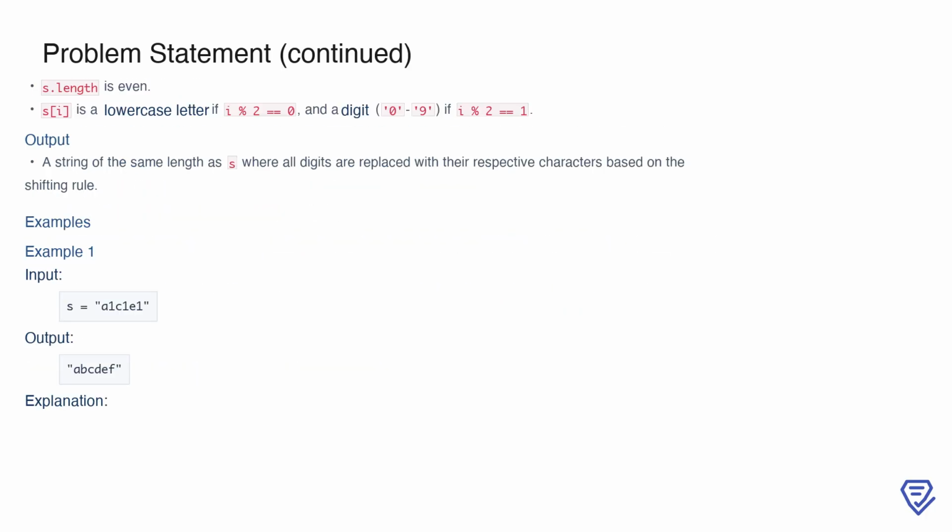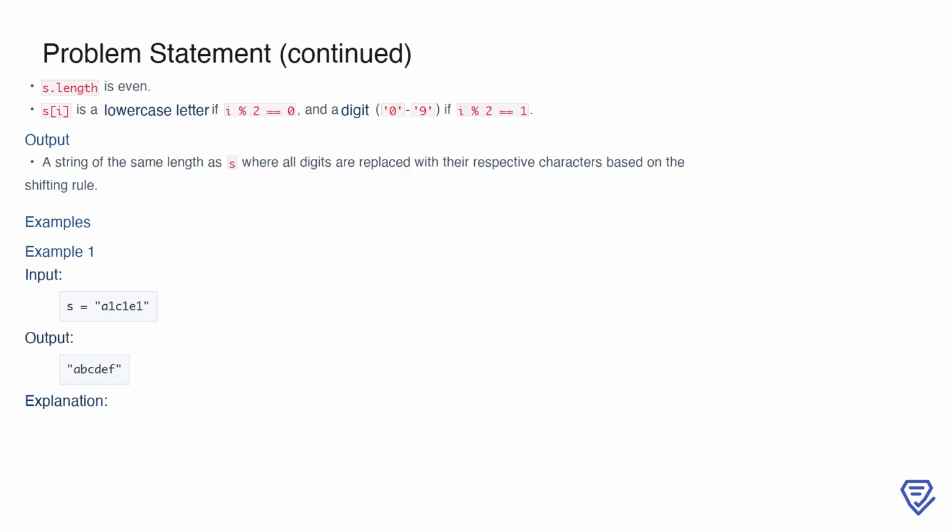The input to this problem is an even-length string s that follows the described structure: lowercase letters at even indices and digits at odd indices. The output is a string of the same length in which each digit has been replaced with its corresponding shifted character, while the letters remain unchanged. Let's look at a few examples to better understand how this transformation works.